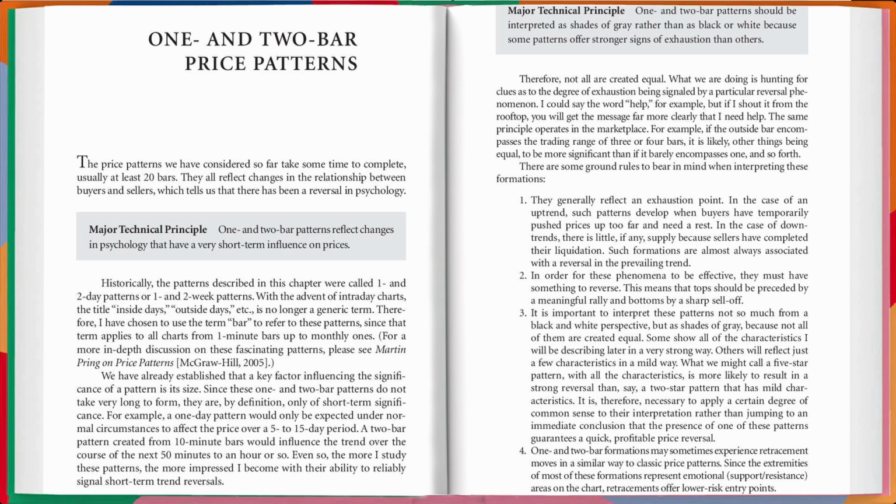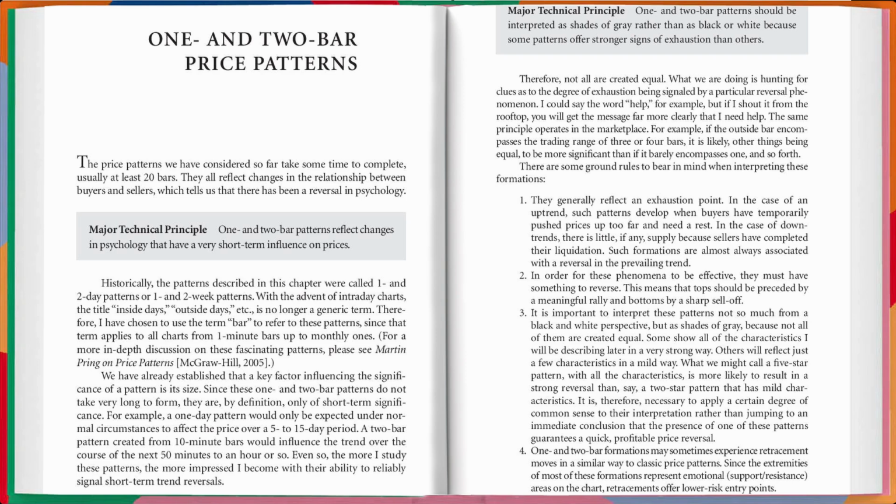We have already established that a key factor influencing the significance of a pattern is its size. Since these 1 and 2 bar patterns do not take very long to form, they are, by definition, only of short-term significance. For example, a 1-day pattern would only be expected under normal circumstances to affect the price over a 5 to 15-day period. A 2-bar pattern created from 10-minute bars would influence the trend over the course of the next 50 minutes to an hour or so.